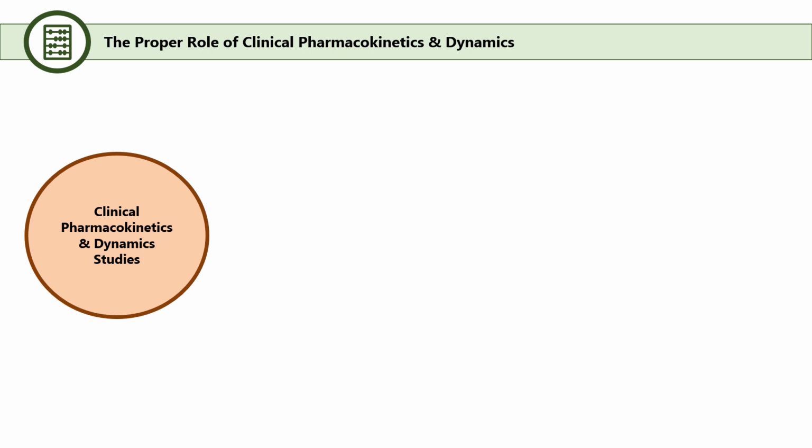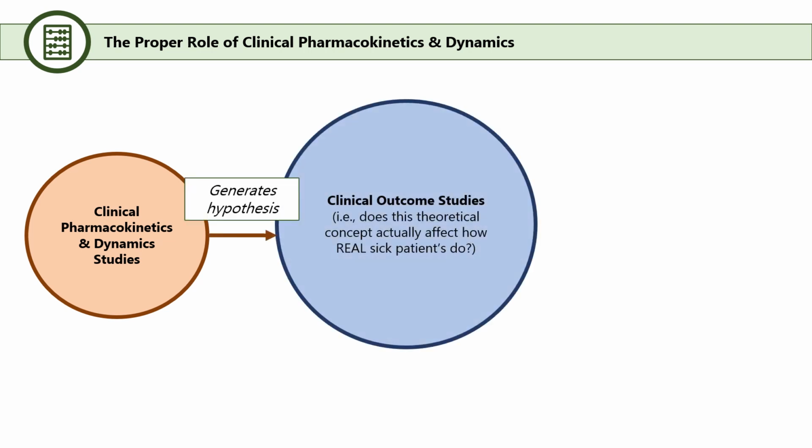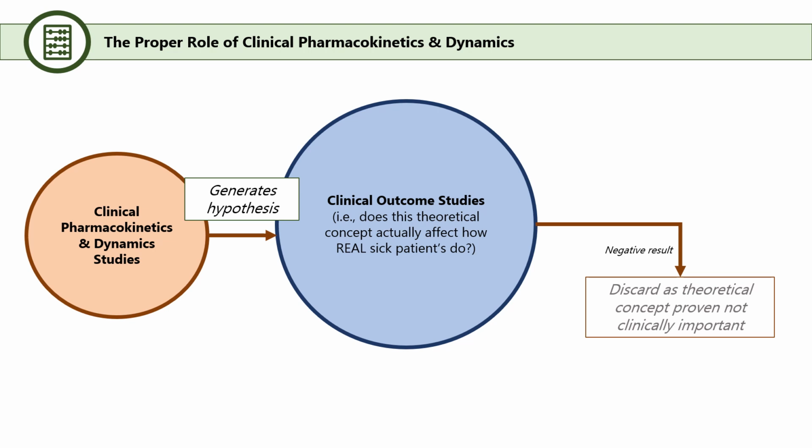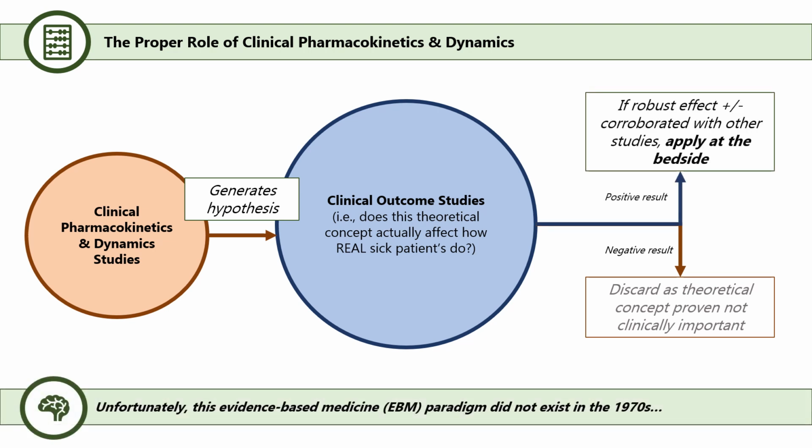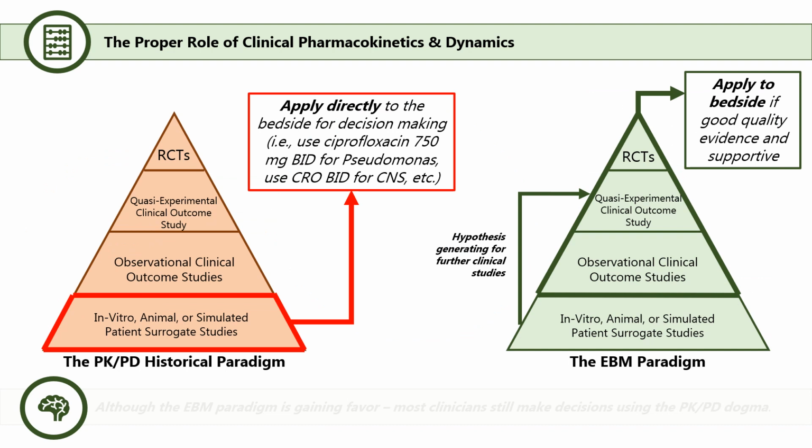The proper role of clinical pharmacokinetics is to provide hypothesis-generating data for the creation of clinical outcome-based studies asking the question, does this theoretical dosing principle actually affect how real sick patients do? Based on subsequent clinical outcome studies, negative results should be discarded as theoretical non-proven concepts, and positive results should be gathered and scrutinized for consideration for bedside application. Unfortunately, this is not what is routinely done historically despite the rising popularity of evidence-based medicine.